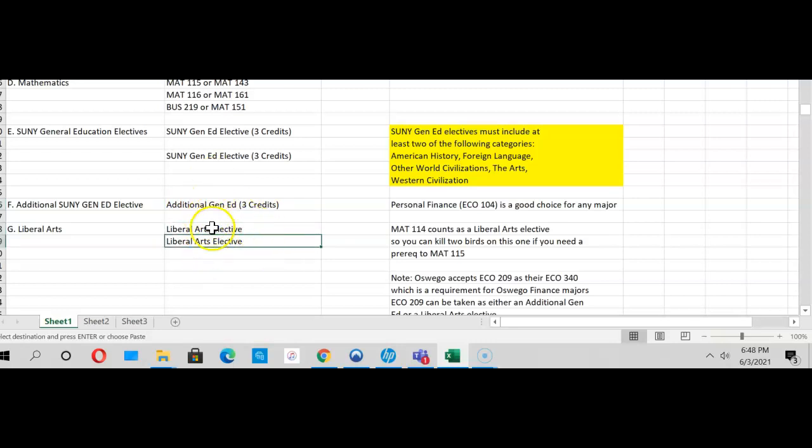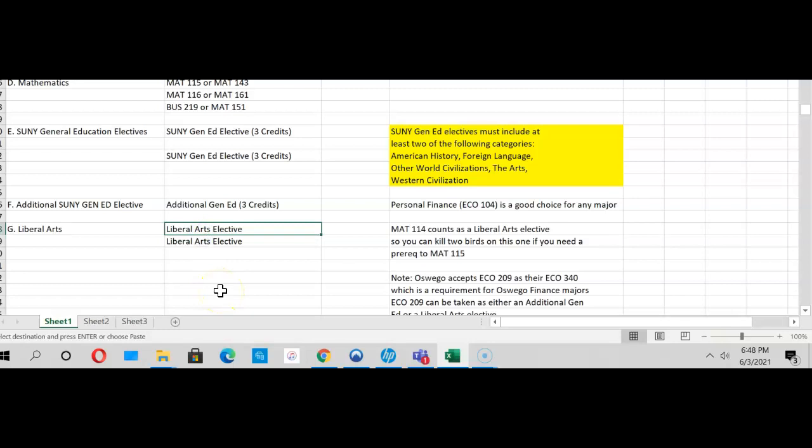There's a lot of overlap here. A lot of the same courses will work for any of these, for additional gen ed or liberal arts elective. Liberal arts elective, again, you take 2. If you take Math 114, you've knocked out one of them. That leaves you just one more to go. Now, in another video, I'm going to show you how to find the courses that count as a SUNY Gen Ed elective or additional Gen Ed elective or a liberal arts elective.